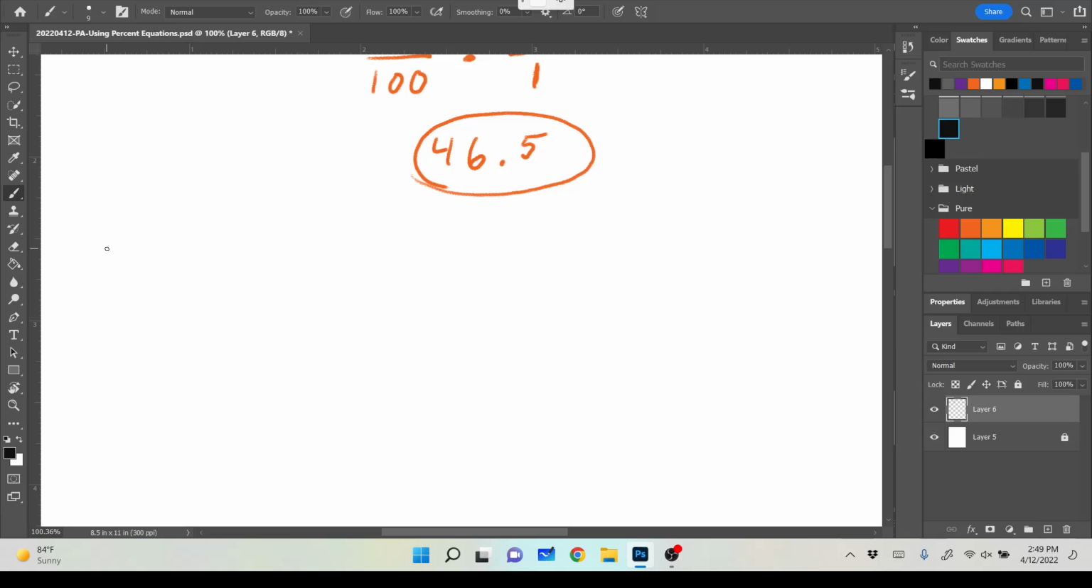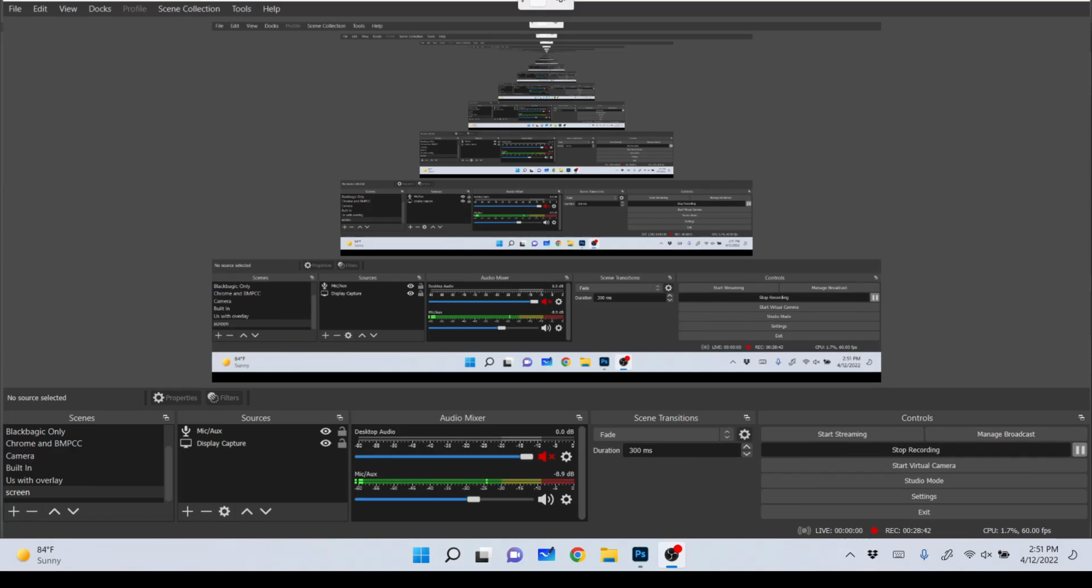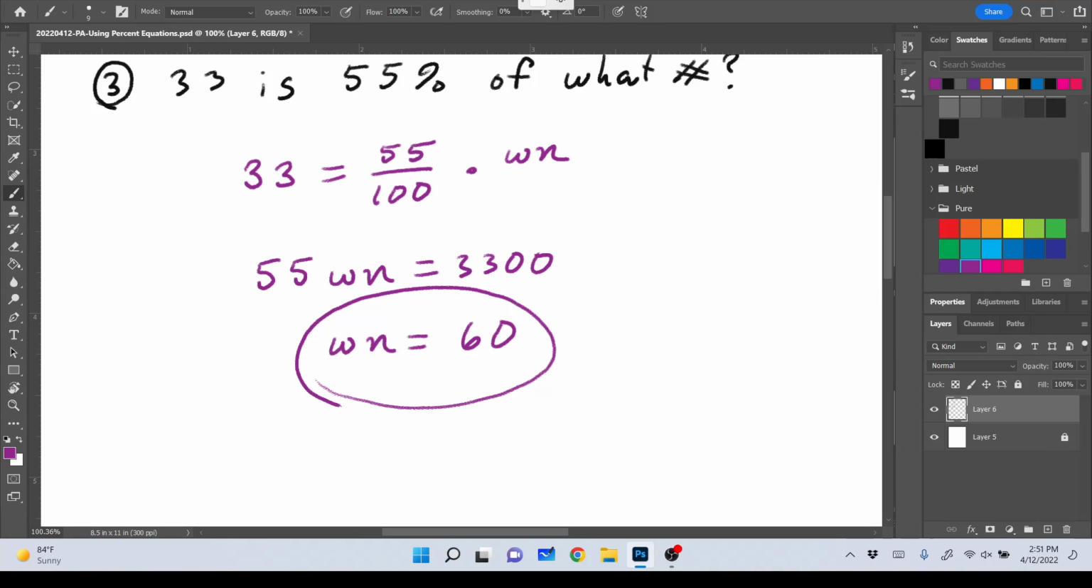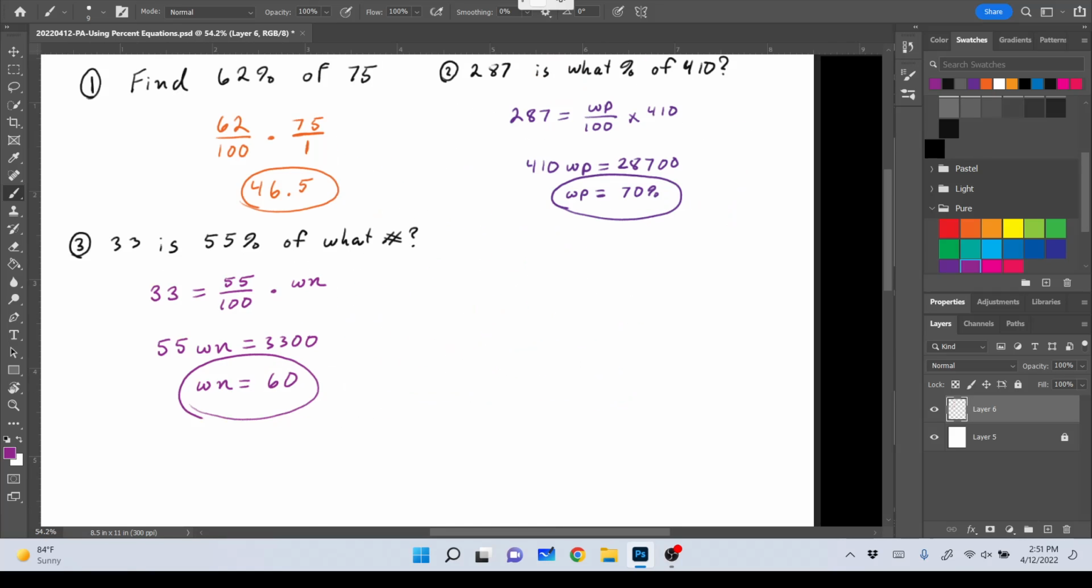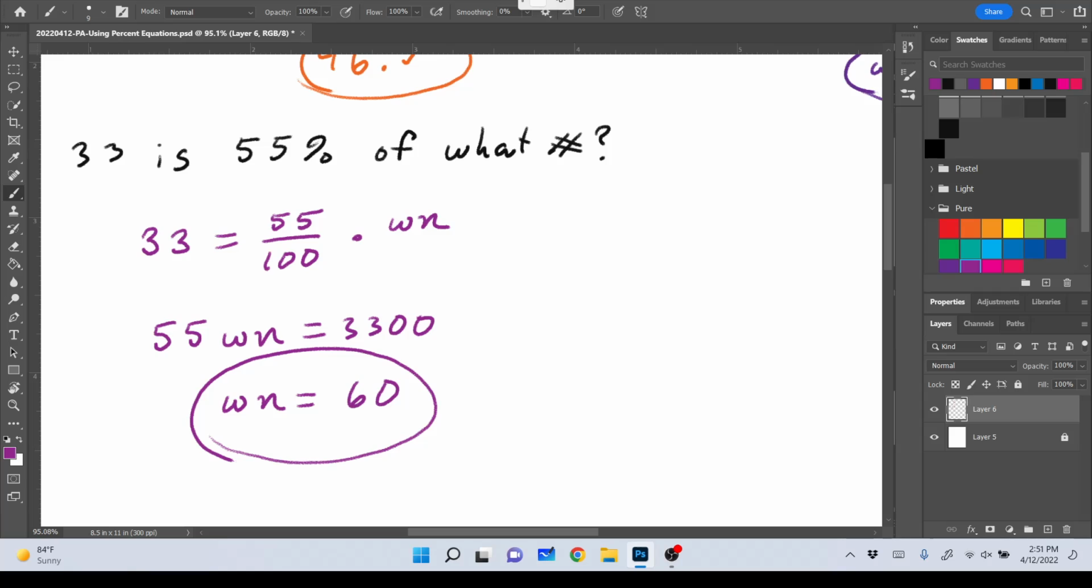Number three. 33 is 55% of what number? Ready, go. There you go. You're good.